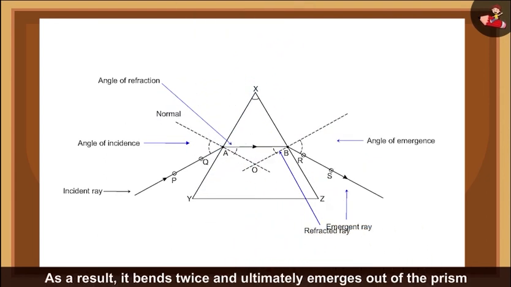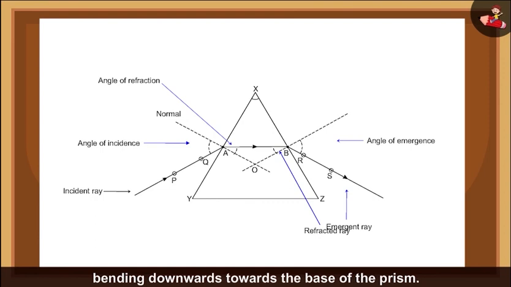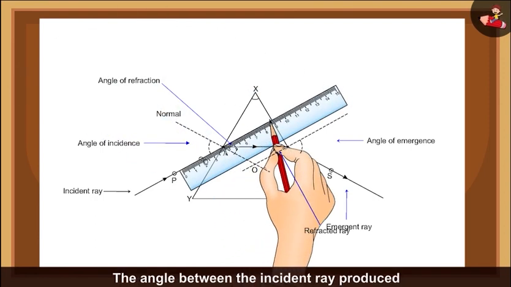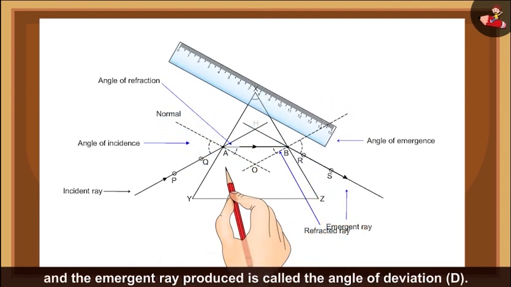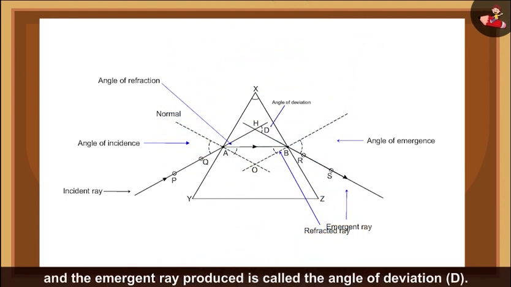As a result, it bends twice and ultimately emerges out of the prism, bending downwards towards the base of the prism. The angle between the incident ray produced and the emergent ray produced is called the angle of deviation, d.